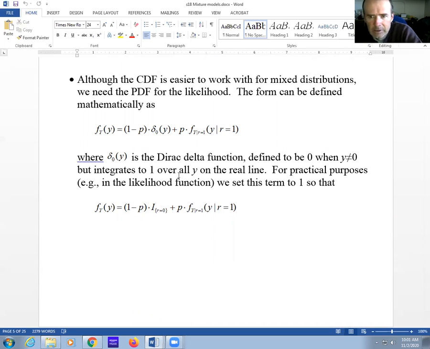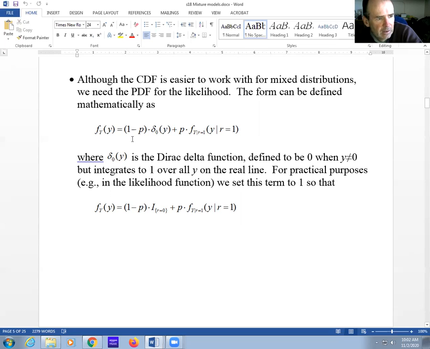So technically, for this 0 plus continuous, this is the density function. So this delta is defined to be 0 when y is not equal to 0, but it integrates to 1 over all y on the real line. So it's a weird math thing. But technically, the probability mass function doesn't put any probability on a specific value. And that's one way of getting around this, right? So this is our math definition for our PDF/PMF.